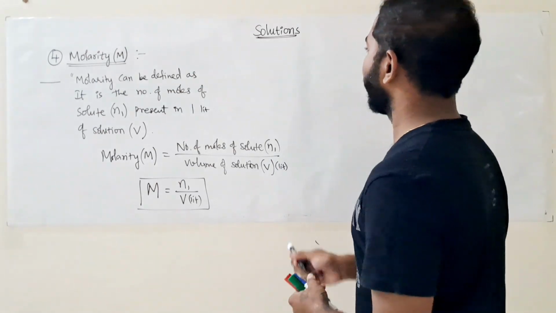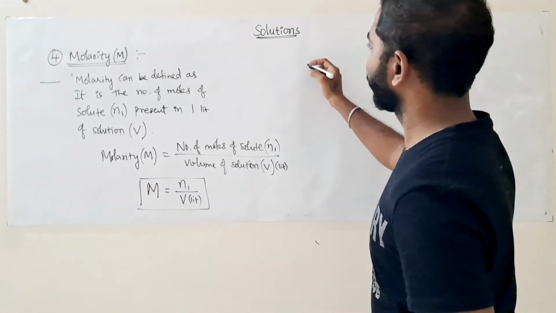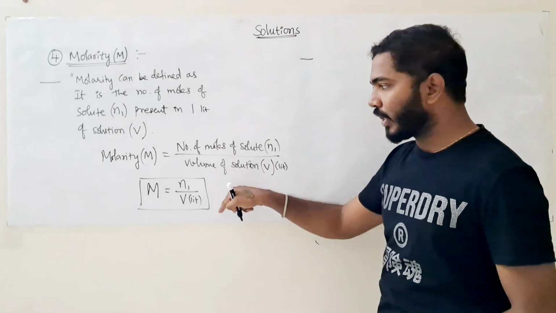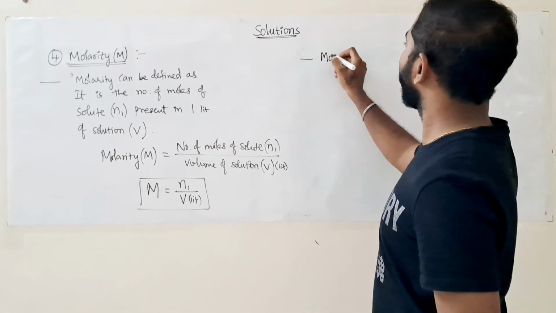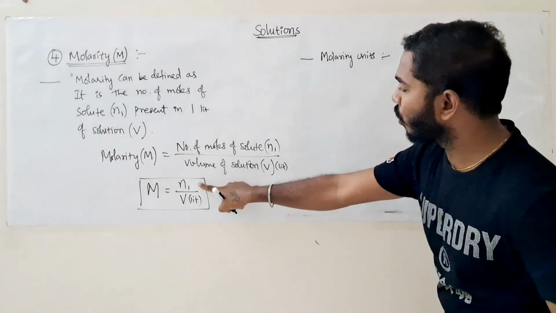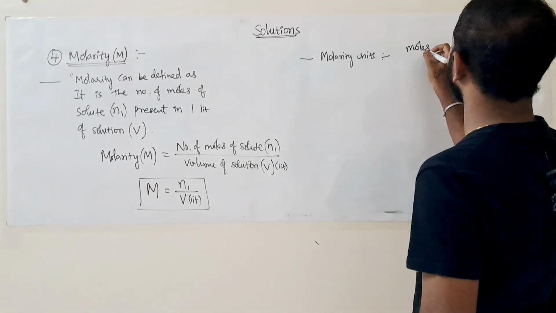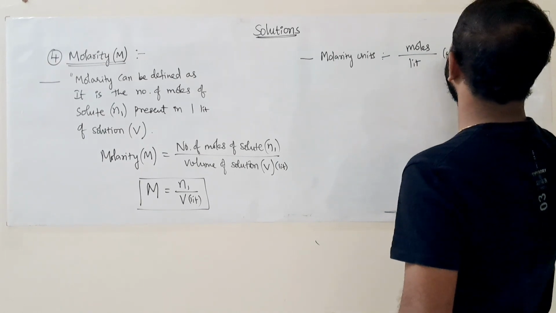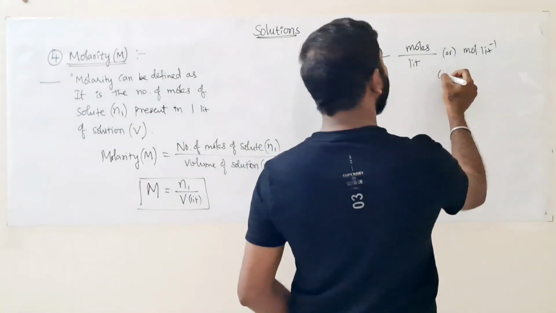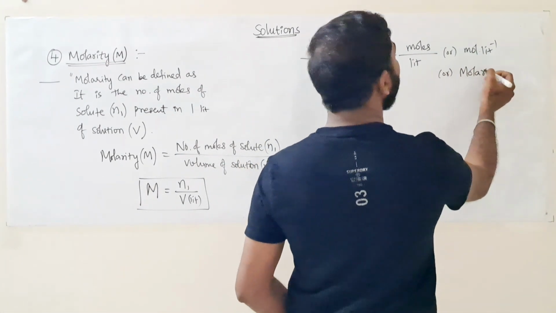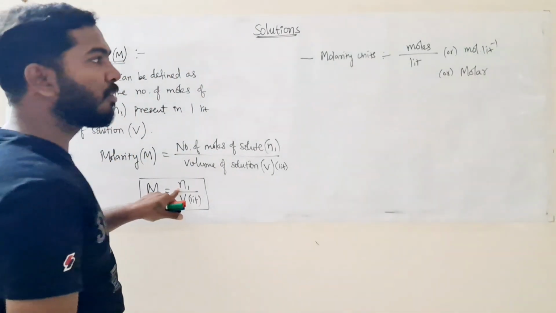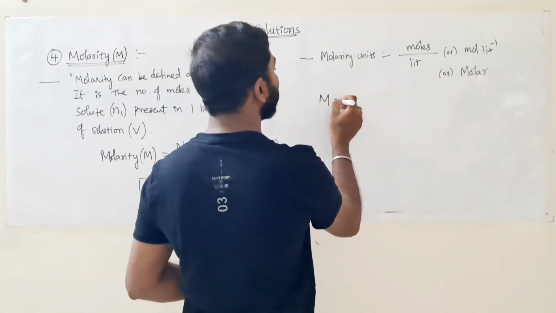Next we will move to its units. If we observe its units, it is going to be mole per liter. If you see this, it is moles per liter. So we also can write this as mole liter inverse, or we can also call this molar. Very important.